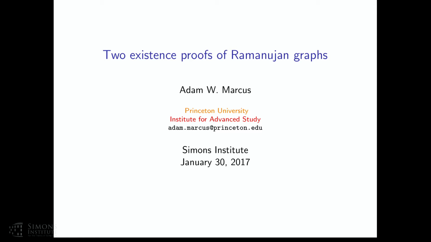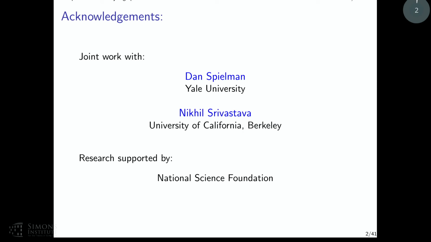Thank you very much. It's maybe unfortunate that this talk wasn't before Will's, because it's going to fill in maybe some of the gaps that he wasn't able to cover. But I'll try very hard to point out places in my talk where the things that he said are relevant. So this is two existence proofs of Ramanujan graphs, and it's joint work with Dan Spielman, who's at Yale, and Nick Hill, who is here at UC Berkeley.